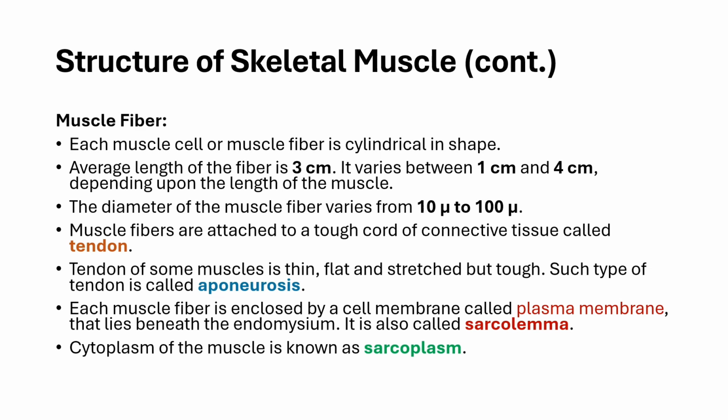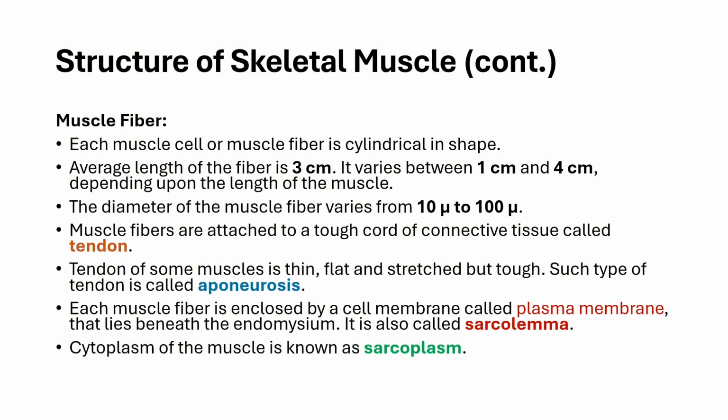If we talk about the connection to tendons, these fibers are attached to tendons, which are tough cords of connective tissue, as I already discussed. In some cases, the tendons are thin, flat, and stretched, forming a structure called aponeurosis, which is just as strong and functional. If we talk about protective layers, each muscle fiber is encased by a plasma membrane referred to as sarcolemma, which lies beneath the endomysium, a connective tissue layer. If we talk about its internal environment, inside the sarcolemma is the sarcoplasm, the cytoplasm of the muscle fiber. This is where vital cellular activities occur to enable muscle contraction and energy production.